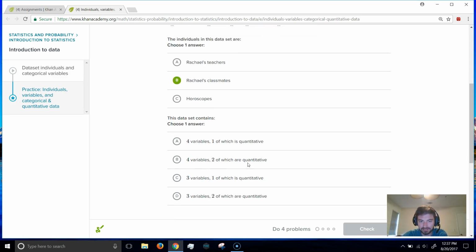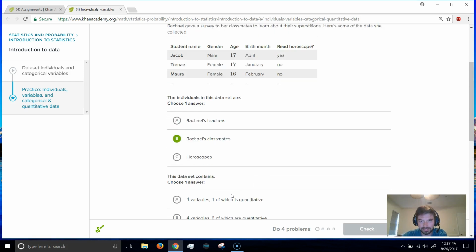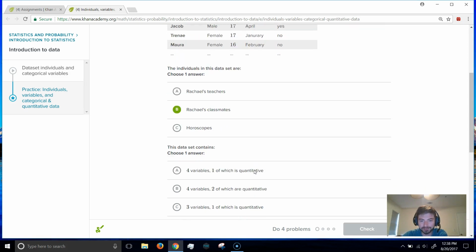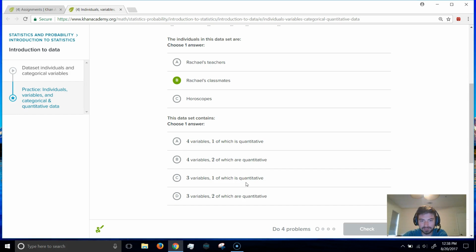It's asking about variables and how many of them are quantitative. So quantitative is easy. Quantitative is a number. So we have their age. That's the only quantitative data point that we have for these subjects here. So there's only going to be one quantitative. So it's either going to be C or A.